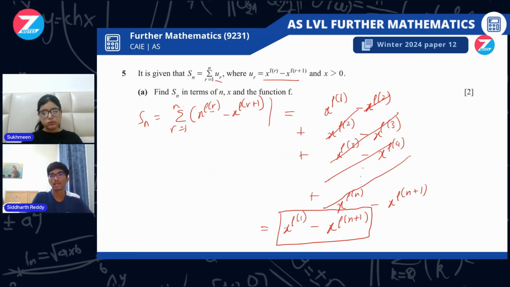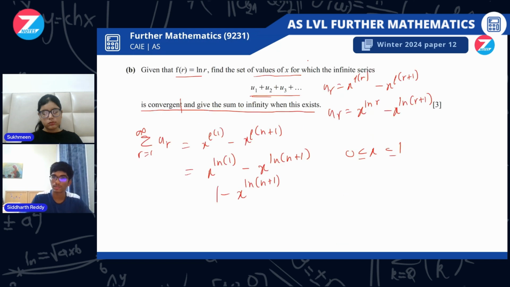Secondly, they said x is always greater than 0. So we have to cut out this equal sign. So it's always going to be like this. And give the sum to infinity when this exists.